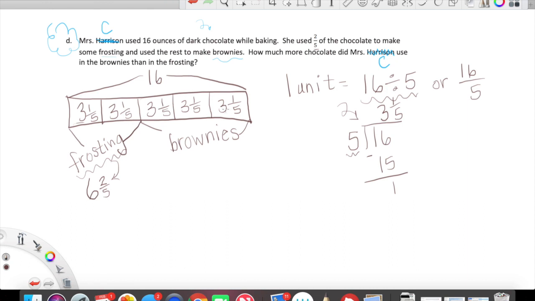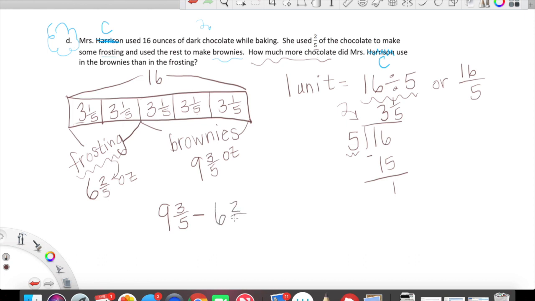Let's go ahead and add this up in our head. Let's do the whole numbers first. 3 plus 3 plus 3, 9. 1/5 plus 1/5 plus 1/5 is 3/5. So our brownies used 9 and 3/5 ounces, where our frosting used 6 and 2/5. Our final question, how much more chocolate did I use in the brownies than in the frosting? So that is going to take us back to kind of module 3 territory. We're going to subtract our fractions.